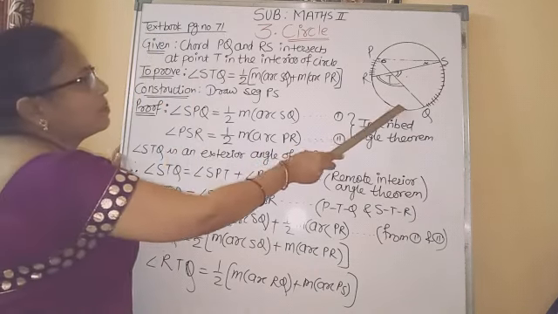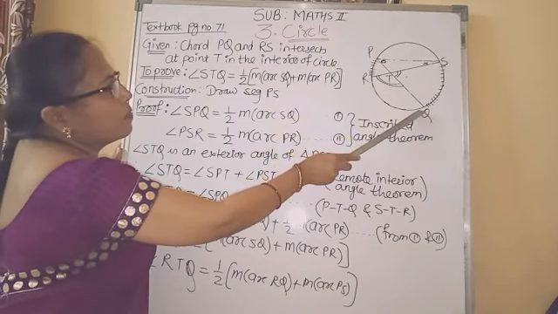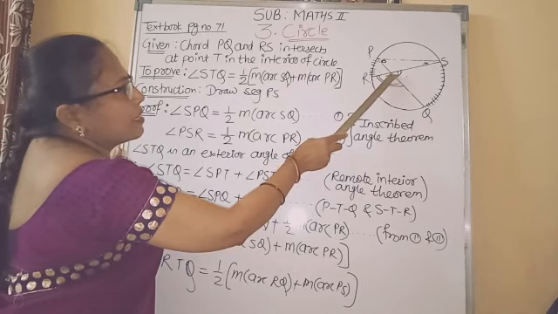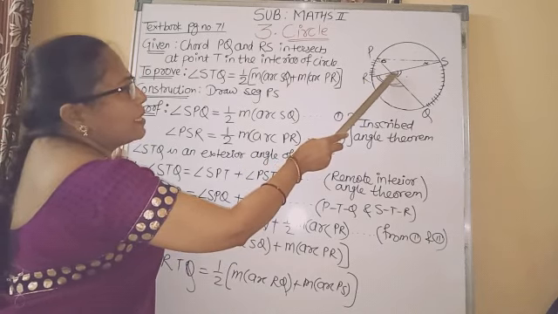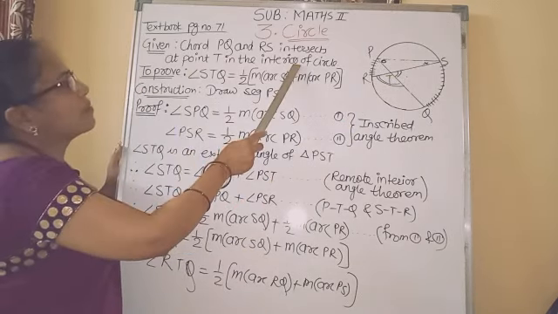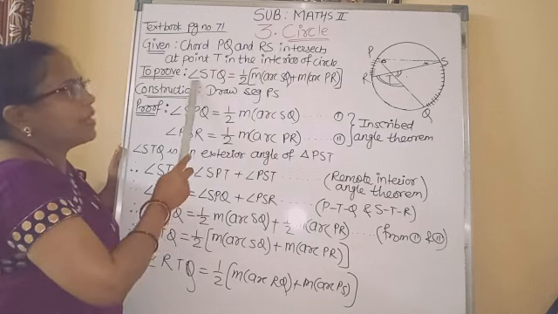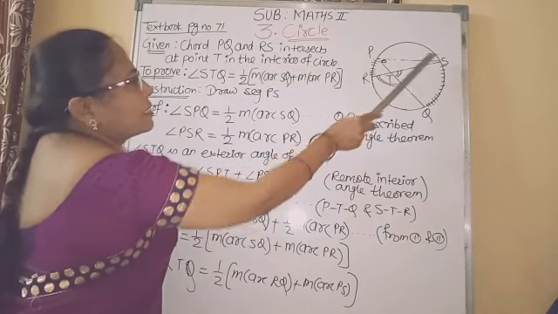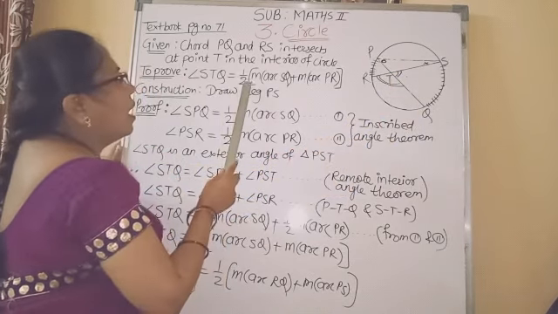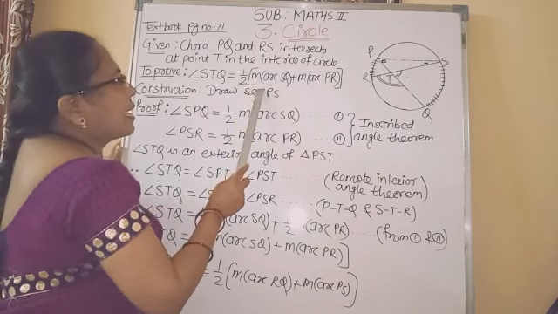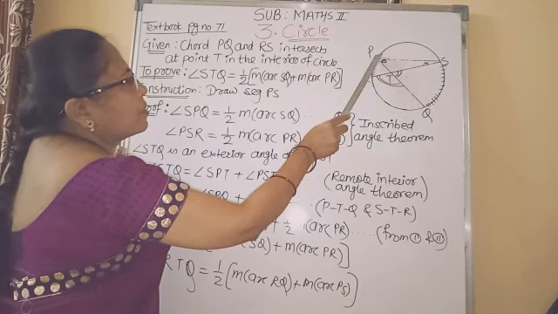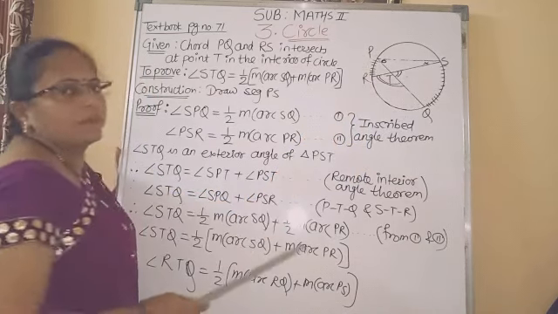In this figure, chord PQ and chord SR intersect each other at point T, and point T is in the interior of the circle. It is given. So here we have to prove angle STQ is equal to half into bracket measure of arc SQ plus measure of arc PR.